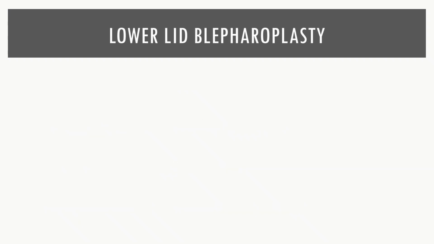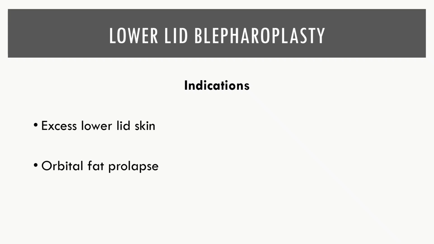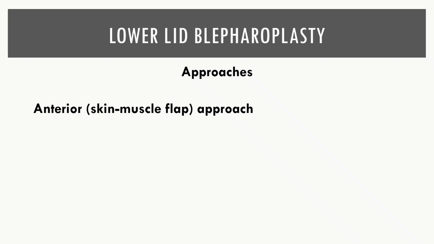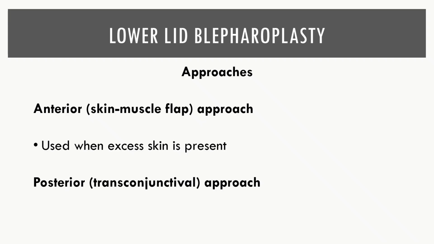Lower lid blepharoplasty. Lower lid surgery carries higher risk and requires careful patient selection. The indications are excess lower lid skin, orbital fat prolapse, and lower lid laxity. The approaches are the anterior skin muscle flap approach, used when excess skin is present, and the posterior transconjunctival approach, used when only fat prolapse is present.